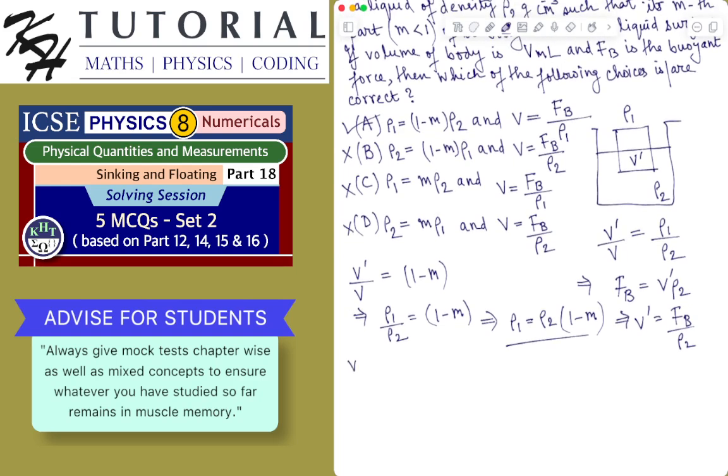Also we know V dash by V is equal to 1 minus m. This implies Fb by rho 2, divided by V, is equal to 1 minus m. So this implies that V is equal to Fb by rho 2 into 1 minus m.